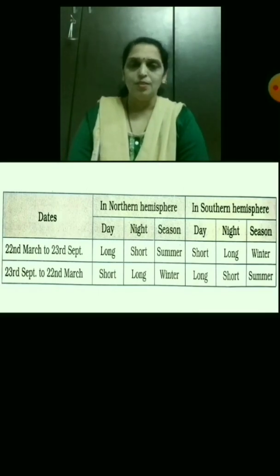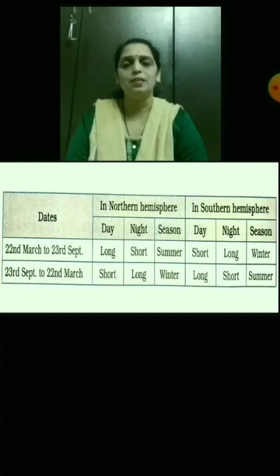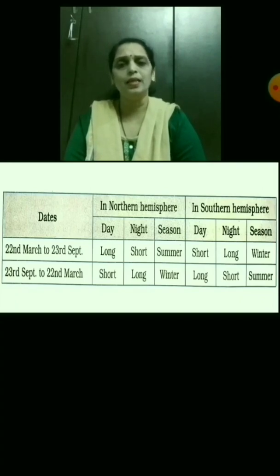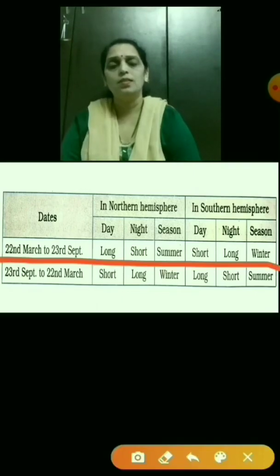Now, just have a look at this table. So the dates are given. The northern hemisphere and the southern hemisphere, day, night and the seasons are mentioned in the table. Whatever we have seen just before in the explanation, the same is given in the table. Just have a look at the table.